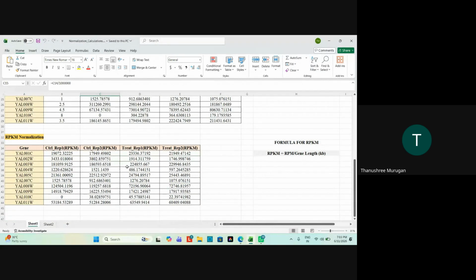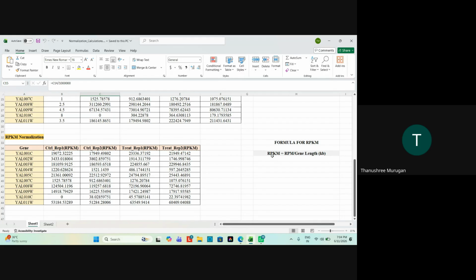So this is the calculation. Here RPKM stands for reads per kilobase million. RPM usually normalizes for sequencing depth, but longer genes naturally accumulate more reads than shorter genes. Therefore, RPKM additionally normalizes the data based on gene length. So this is the formula I used for this calculation.